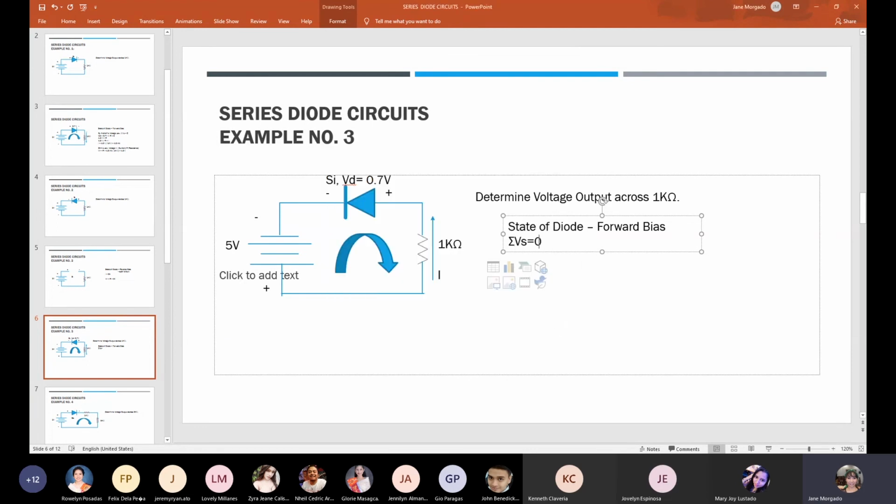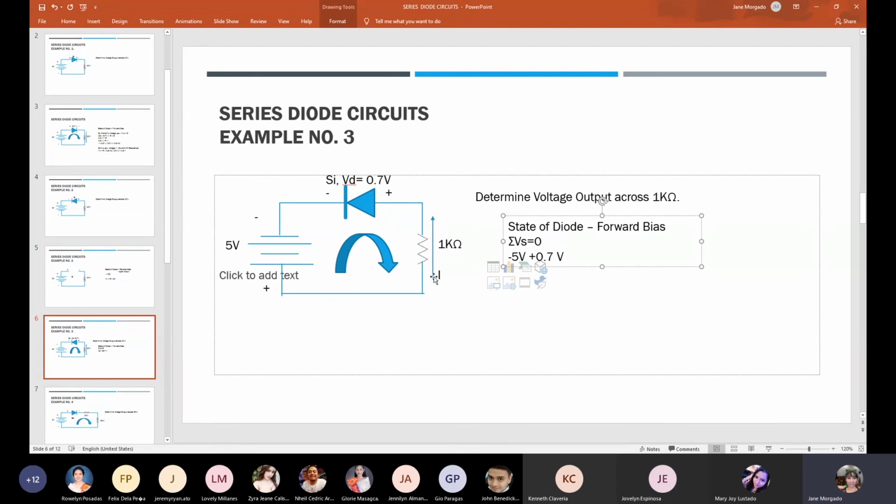Initial voltage is equal to 0. Okay. KVL tayo. Starting from the DC supply, saan lumabas ang loop? Plus, minus? Minus. So what would be our, therefore, negative 5 volts. Then, after sa supply, ito na tayo kay diode. Pumasok sa negative, lumabas sa positive. So, therefore, positive 0.7 volts.